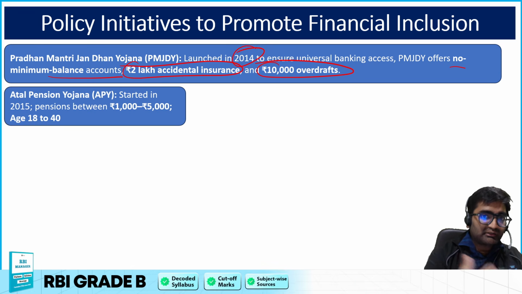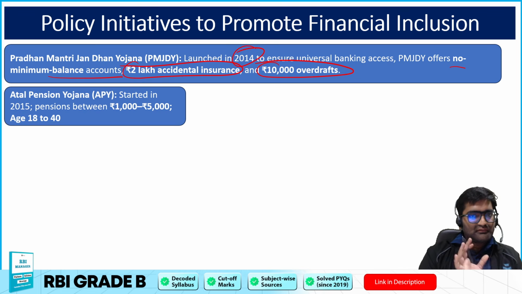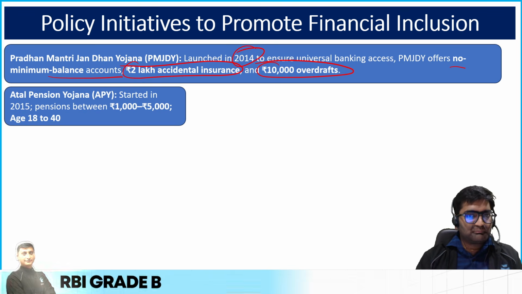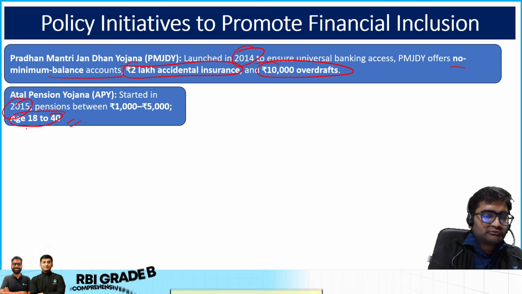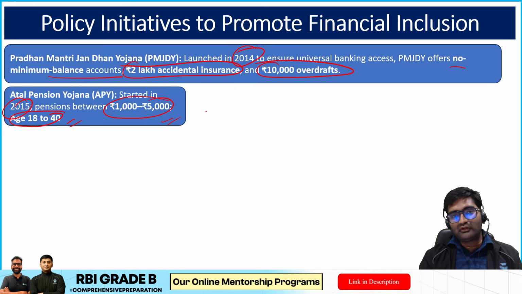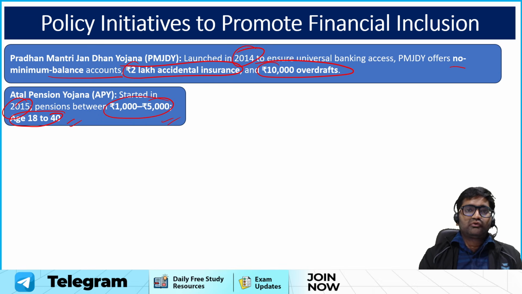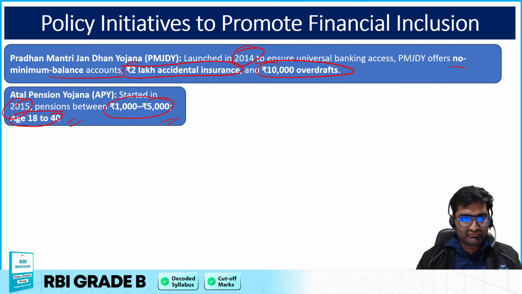Now, talking about Atal Pension Yojana that is mentioned in the particular slide, this is a pension yojana wherein you will be saving some money while you are working, and during the age of 18 to 40, people can be part of this Atal Pension Yojana. In 2015, this yojana started, and the pension amount that you might be getting, based upon how much you have saved, would be between 1,000 and 5,000 rupees. Okay, so these are the basic initiatives that we were talking about.